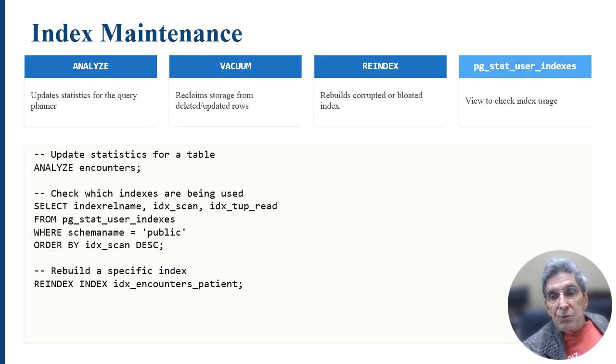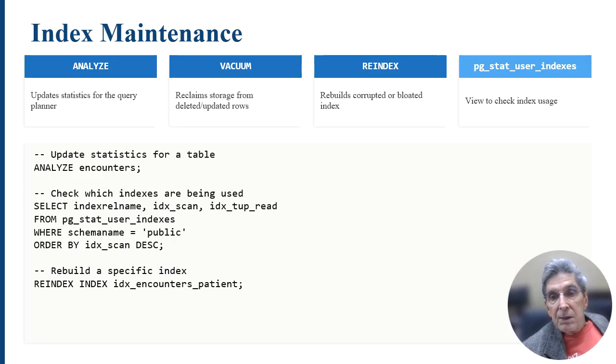What about reindex? Reindex rebuilds the indexes from scratch. This is useful when an index becomes bloated or corrupted, which can happen over time, especially with heavy write activity. Rebuilding creates a fresh, compacted, ideal index.